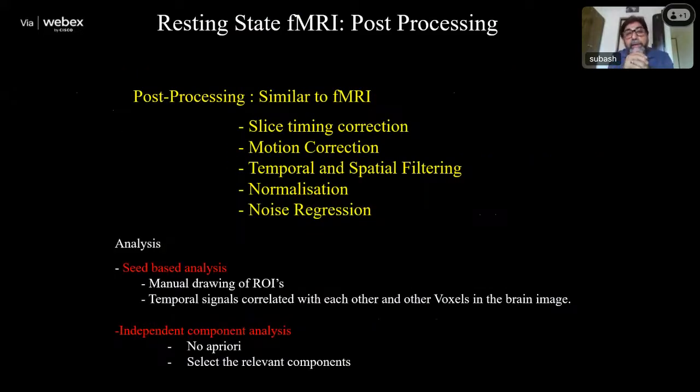So when you do resting fMRI, as we discussed last time, the pre-processing of the data is exactly the same as in task-based fMRI. After this, you do a lot of noise regression, because you are only studying noise, and you have to see the correlation between noise in two pixels. So a lot of people use independent component analysis, ICA, and try to see what is noise and what is signal, and then filter out the noise completely.